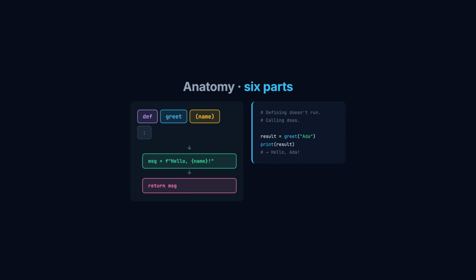Now the call. Over on the right. result = greet("Ada"). Python looks up the function named greet, binds name to the string Ada, runs the body, hits return, hands the string "Hello, Ada!" back. That return value lands in result. One thing to burn in. Defining the function does not run it. It is a recipe in a cookbook. Calling the function, greet(, is when you actually cook.